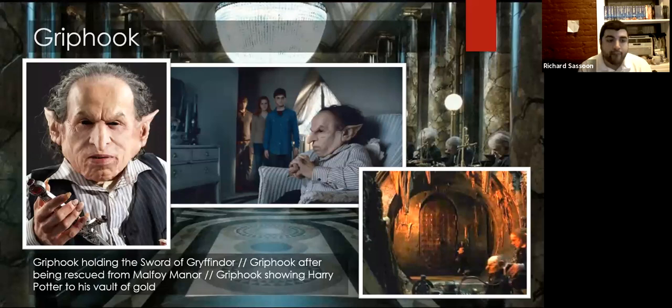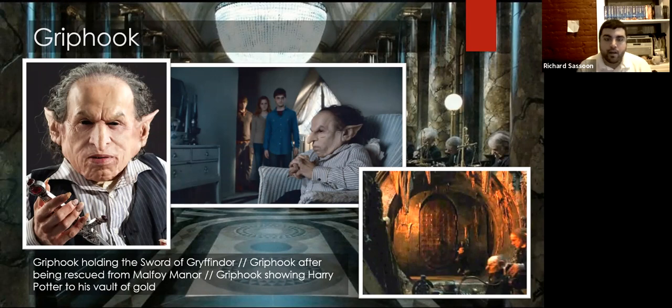Since we don't have any other goblin encounters at the level of non-superficiality that we have with Griphook, it's difficult to tell whether his personal attributes are indicative of goblinkind at large, or are more indicative of his own persona. But a number of these attributes seem somewhat Jewish.